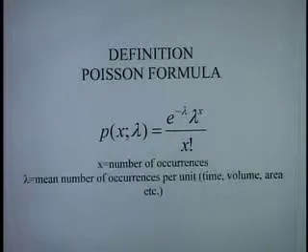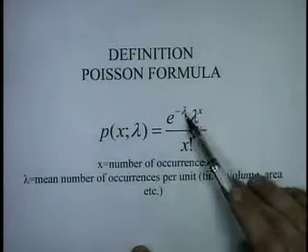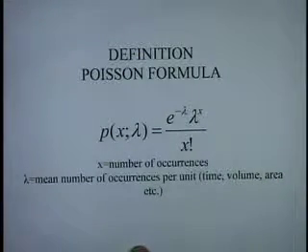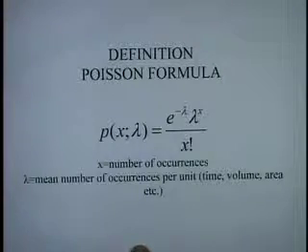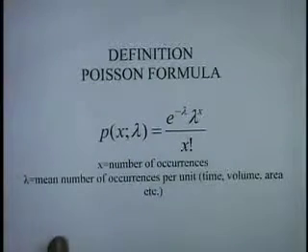If you want to calculate the probability of X number of occurrences given some mean number of occurrences over a period of time or a volume or area, you use the Poisson distribution. It has both lambda, which is the mean number of occurrences per unit that you're measuring, and X, meaning the number of occurrences that you want to calculate the probability for. As you see, this is somewhat of a clumsy formula. It takes a couple of steps to get it done.